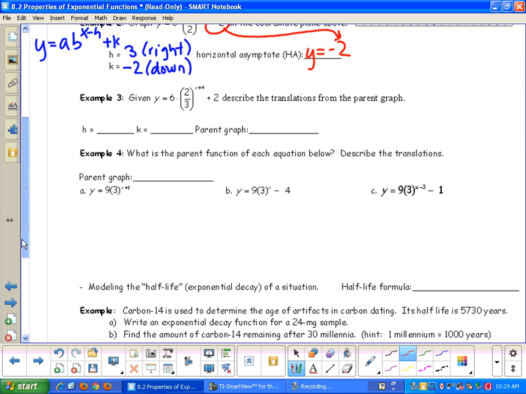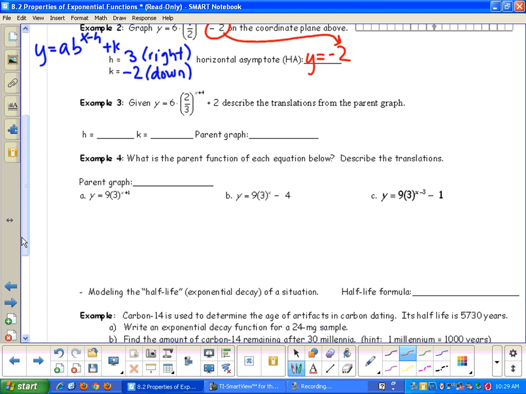So then for the next example that we have, it says, given y equals 6 times 2/3 to the x plus 4 plus 2, describe the translation from the parent graph. So your h in this case is negative 4, because we always do the opposite of h, and then your k value is 2. So for this, my parent graph would be y equals 6 times 2/3 to the x. So how did our graph move? It moved from our parent graph to the left 4 and up 2. And you can also confirm that by graphing it in your graphing calculator.